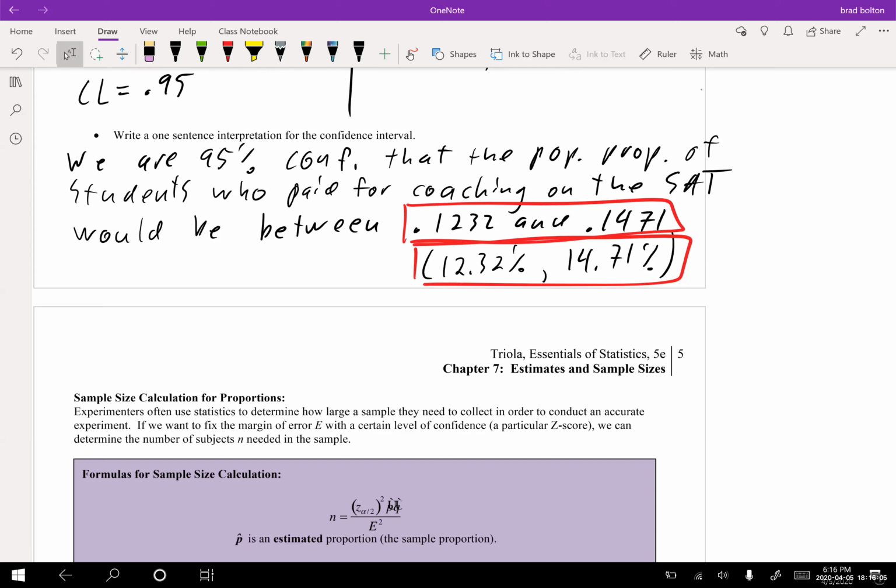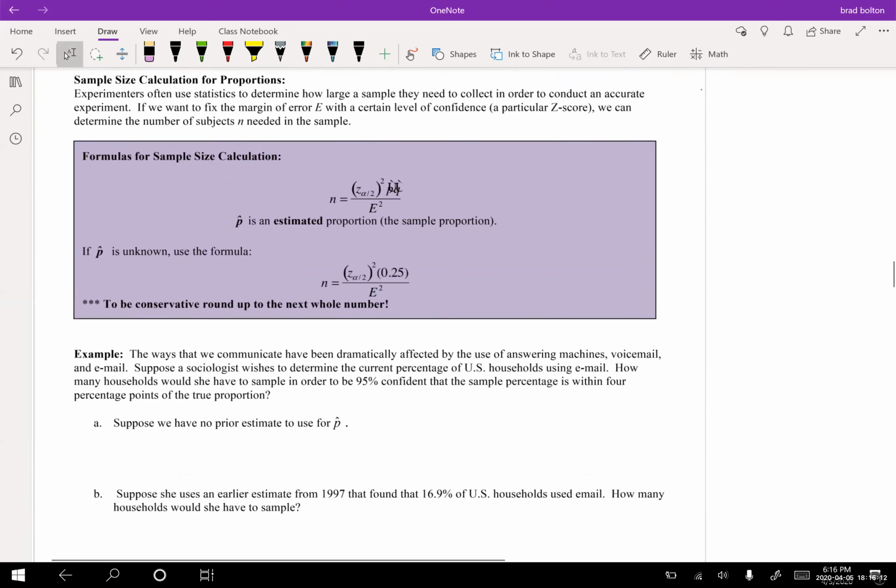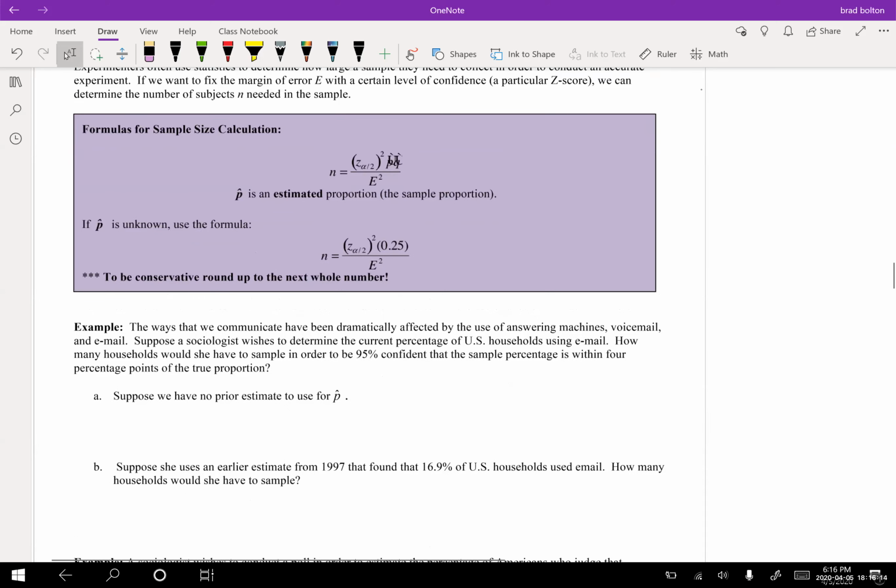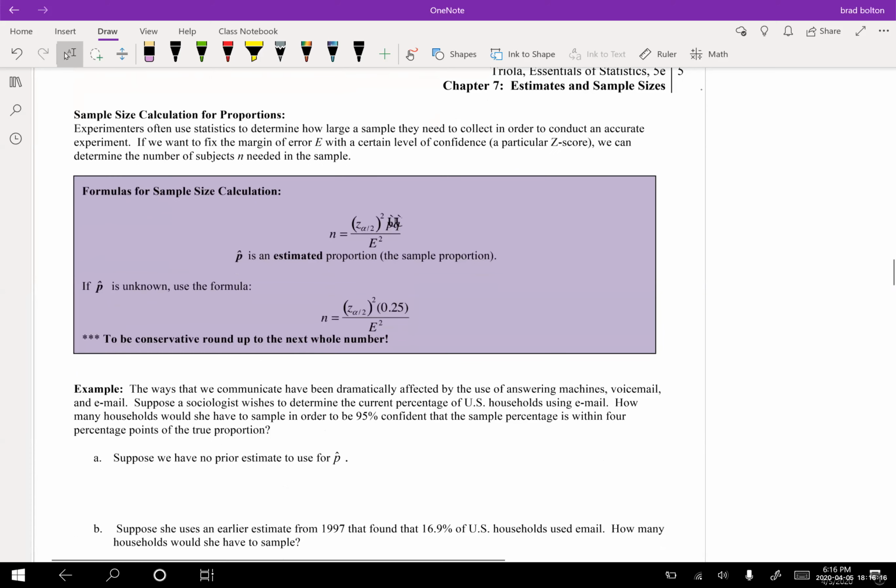Let me see if this is a good place to stop. Let's see. I think we could do one more. Okay. So it says sample size.